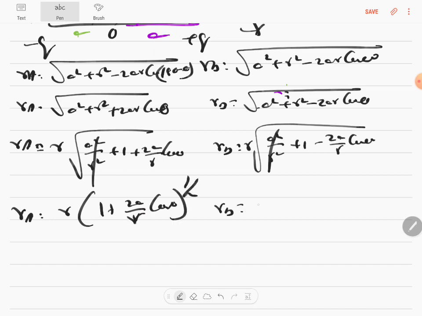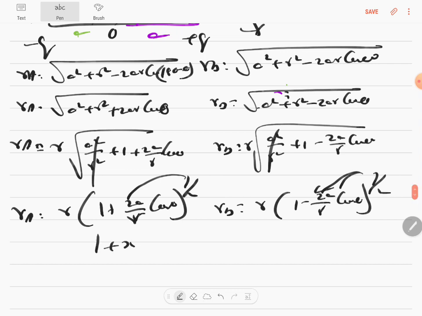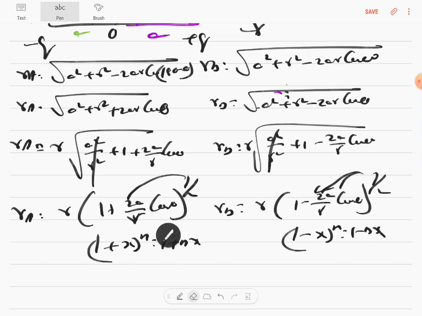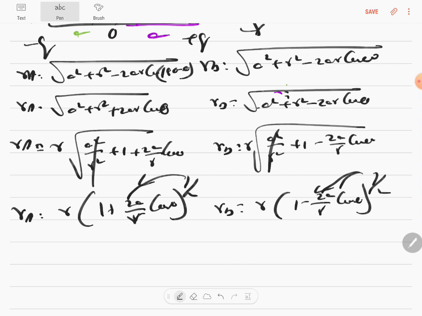And Rb can be written as r into (1 minus 2a by r cos theta) whole to the power 1 by 2. This can be brought here by binomial theorem. (1 plus x) the whole to the power n is 1 plus nx, and (1 minus x) the whole to the power n is 1 minus nx. Using this, the half will come to the center. If it shifts here, the 2 and the half will get cancelled.